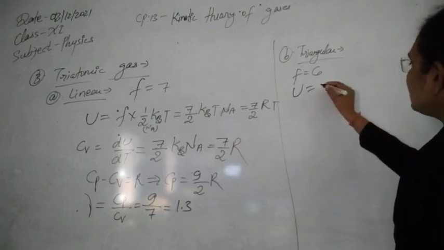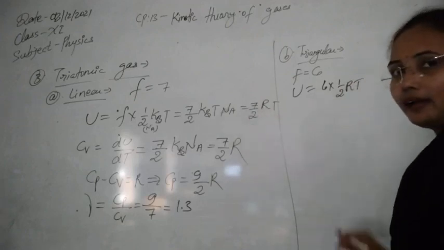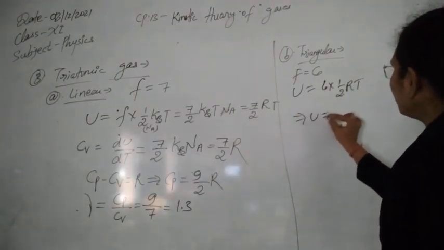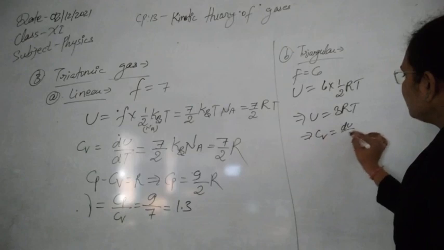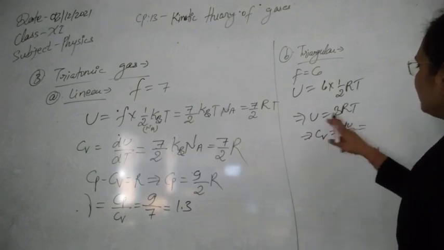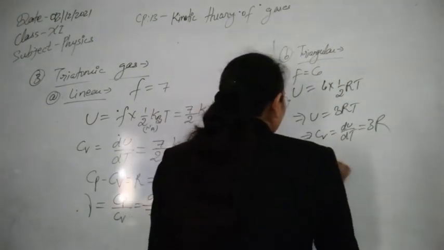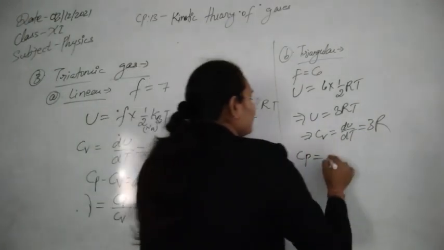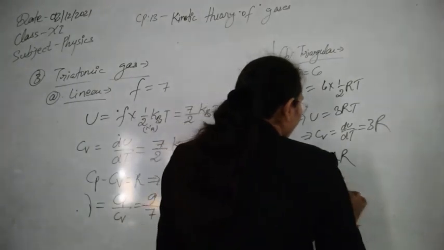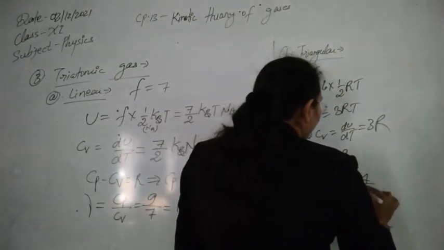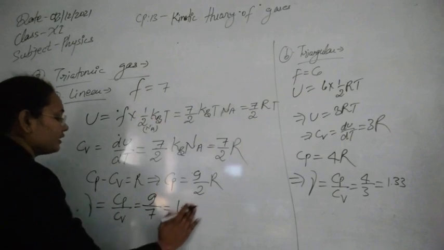So let's see that F, that is 6 into half of RT, into kB into NA, I have written here. From here, if you calculate, this will have value 3RT. Now Cv is equal to dU by dT. If you differentiate this equation, its value is obtained as 3R. Now using Mayer's formula, Cp can be calculated as R plus Cv, so that will have value 4R. And finally, if you calculate gamma, this will have value Cp by Cv, that will be 4 by 3, and its value is obtained as 1.33.